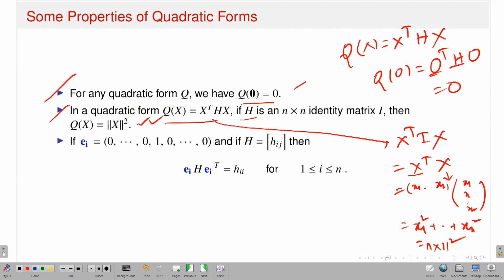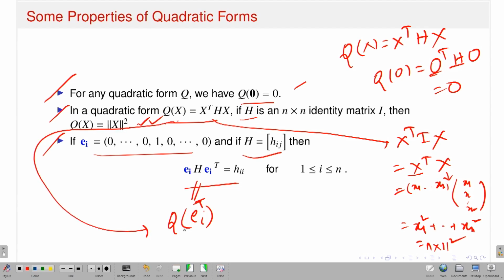Another property is that if I start with a point ei whose ith component is 1 and the rest are 0, that means it is on the ith coordinate axis, and I have a symmetric matrix H, then this is useful actually, later on you will see. So what is that? You just evaluate, this is nothing but q of ei. So q of x is nothing but x transpose Hx, so this is nothing but q of ei transpose, in terms of this notation.